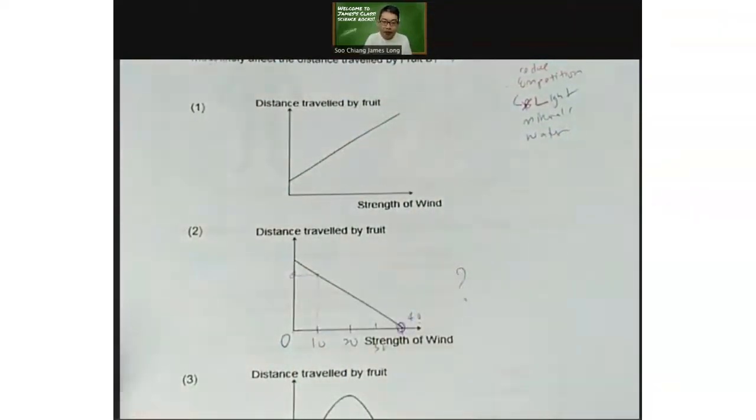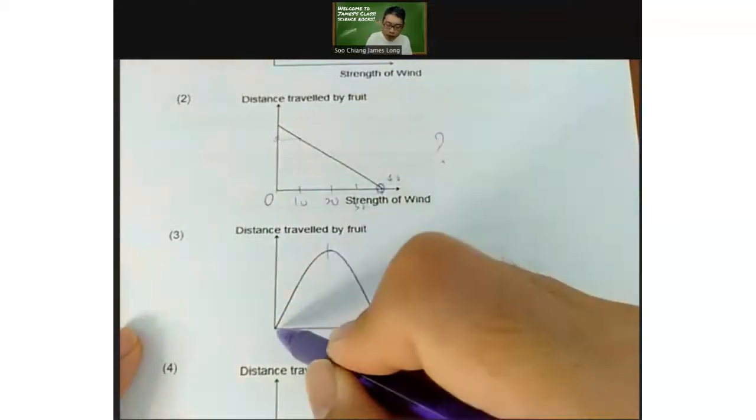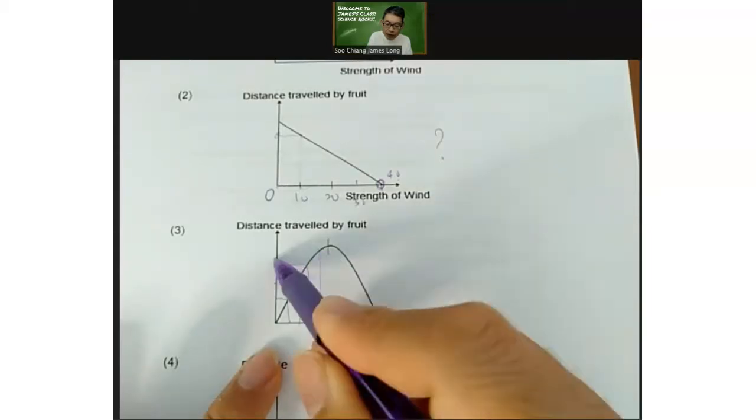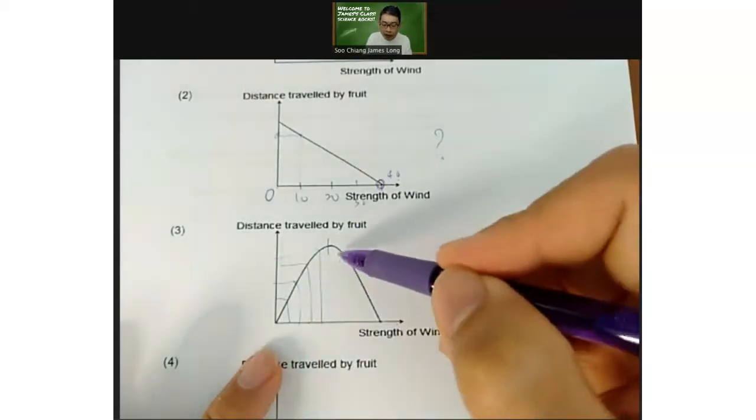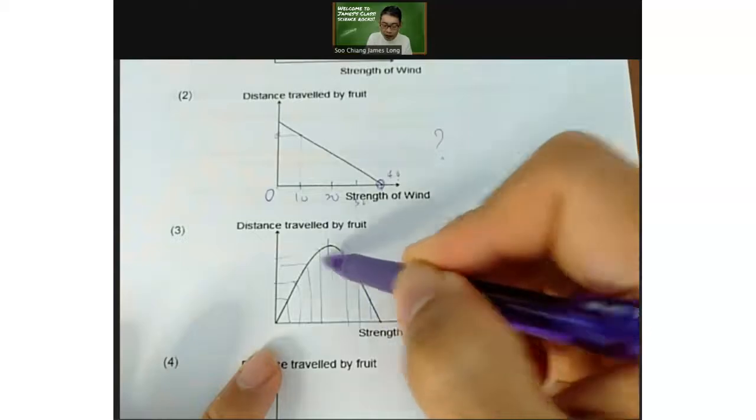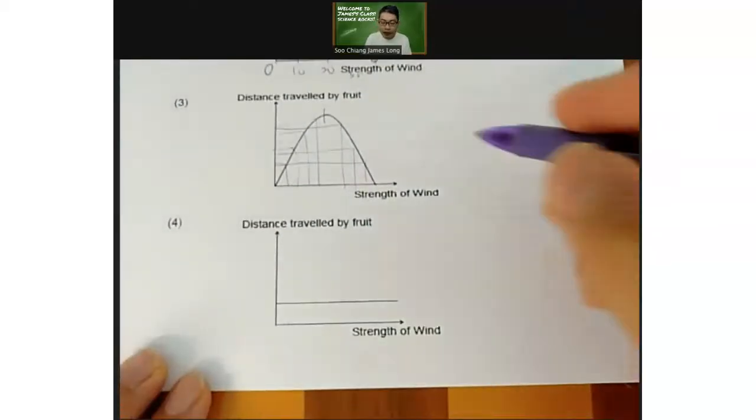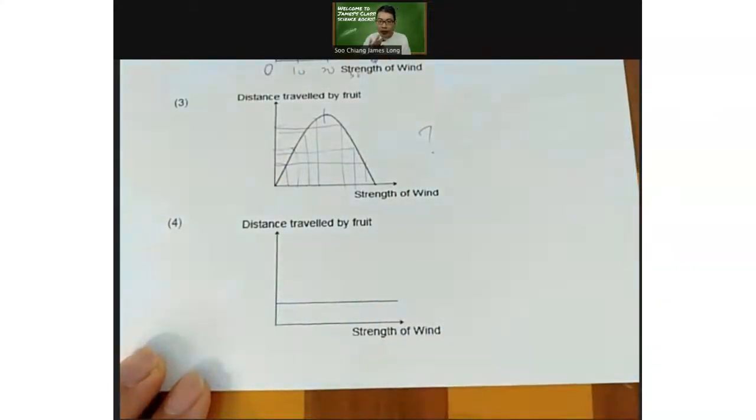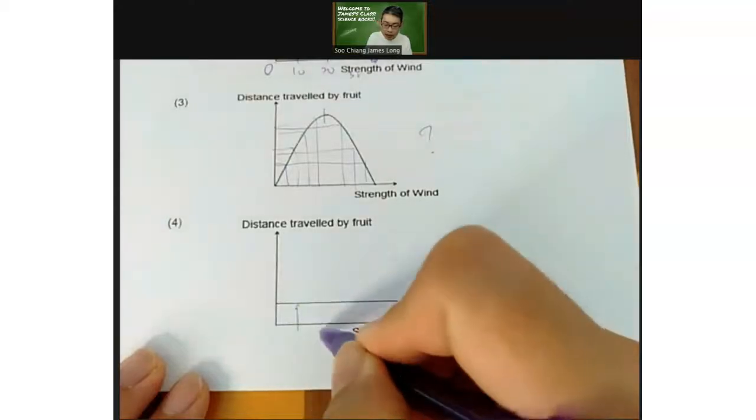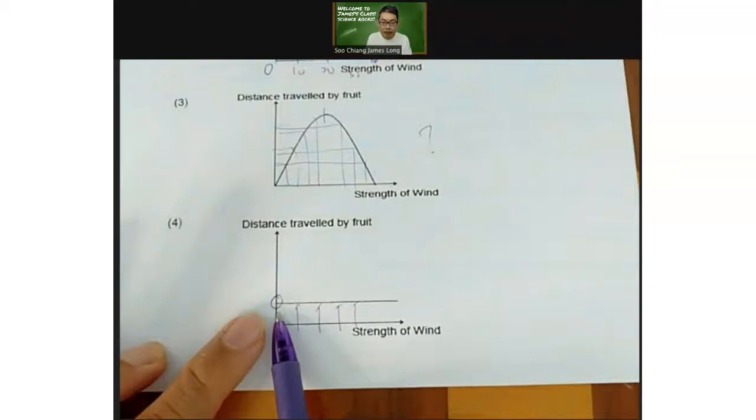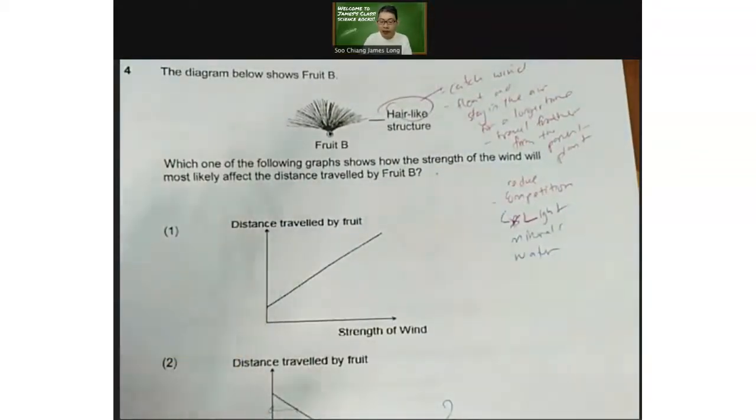This one makes sense up to this point: the stronger the wind, the further it travels. This part doesn't make sense anymore. It means that after this point, the stronger the wind, the less distance it travels. And this one is basically telling us that the strength of the wind does not affect the distance moved by the fruit. No matter whether it's this strength or this strength, the distance traveled by the fruit is the same all the time. Doesn't make sense. So by elimination, I can get the answer, which is 1.